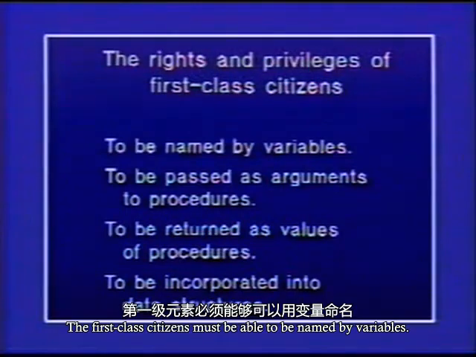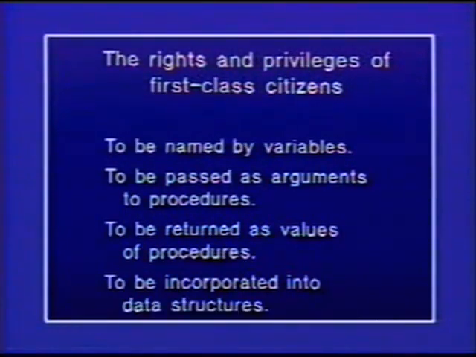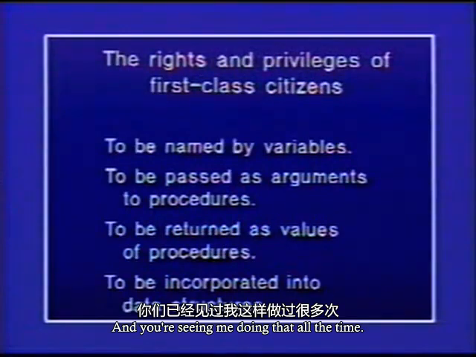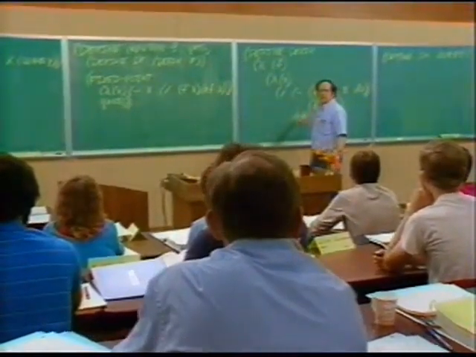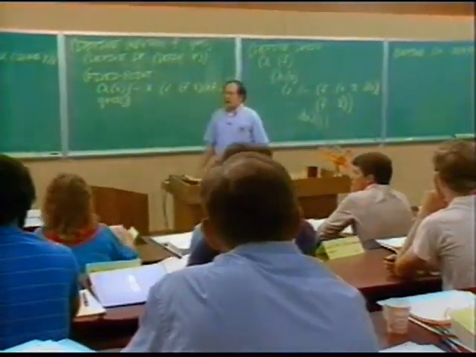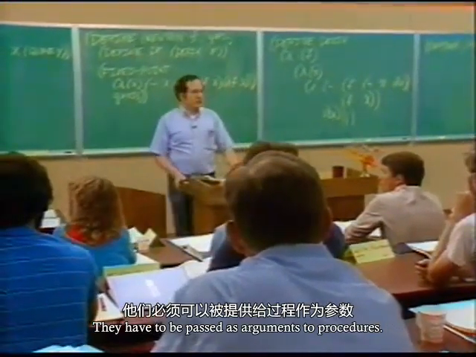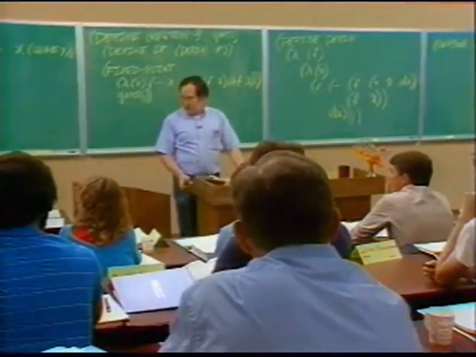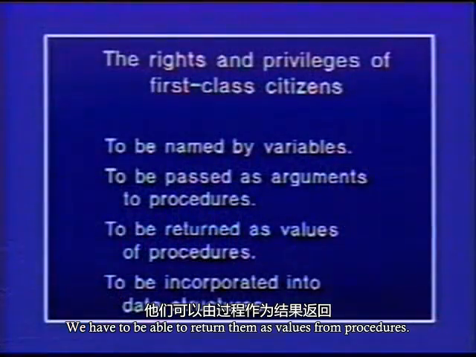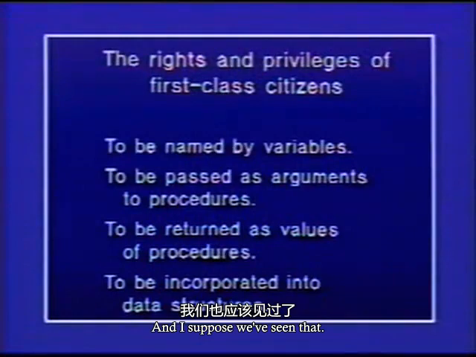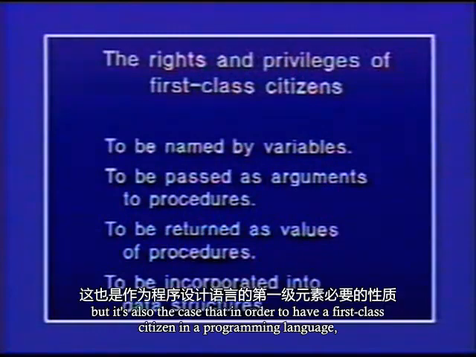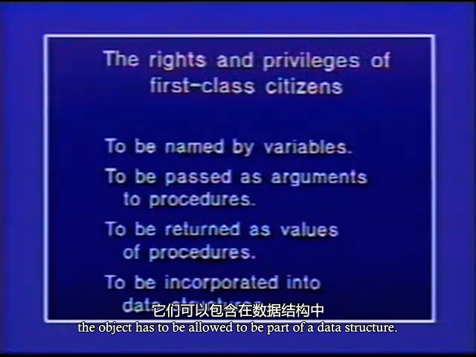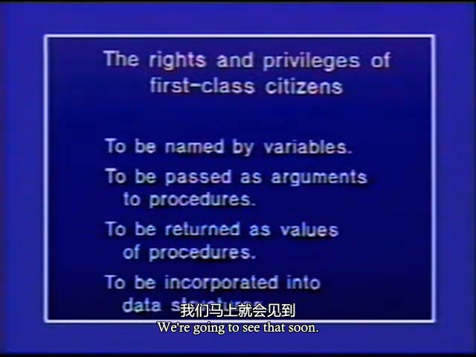First-class citizens must be able to be named by variables. And you're seeing me doing that all the time. Here's a nice variable which names a procedure which computes something. They have to be passed as arguments to procedures. Well, you've certainly seen that. We have to be able to return them as values from procedures. And I suppose we've seen that. And we haven't yet seen anything about data structures. We will soon. But it's also the case that in order to have a first-class citizen in a programming language, the object has to be allowed to be part of a data structure. We're going to see that soon.